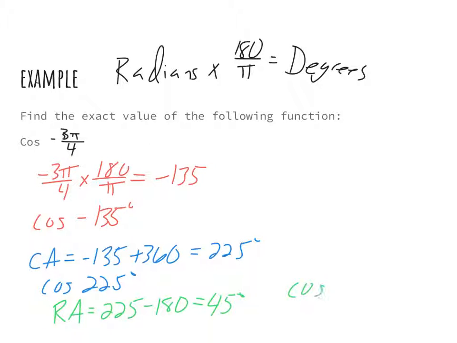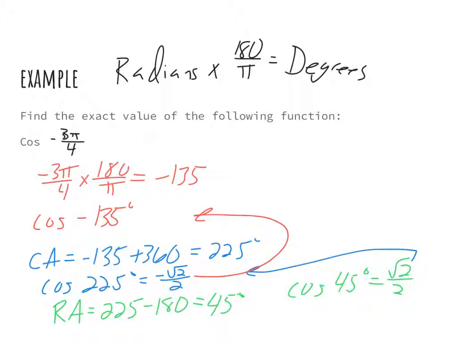If I look for the cosine of 45 degrees on my table, that's where I start. It's the square root of 2 over 2. Then I work backwards. In quadrant 3, where my angle is at, cosine is negative, so the cosine of 225 is negative square root of 2 over 2. Which tells me that it's the same as my cosine over here. So my answer would be negative square root of 2 over 2 for the cosine of negative 135 degrees, or negative 3 pi over 4.